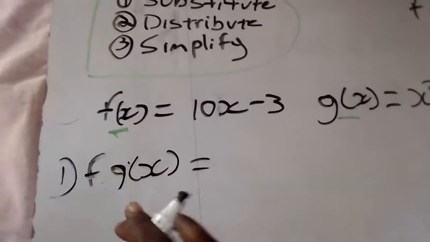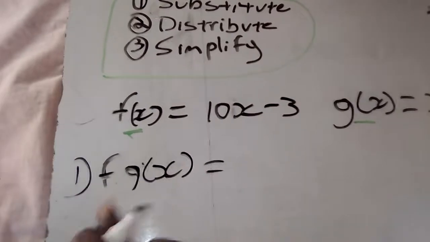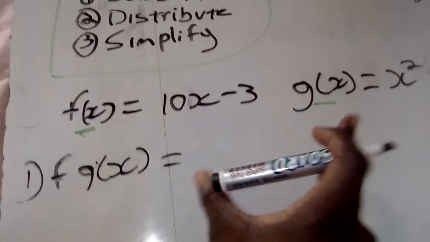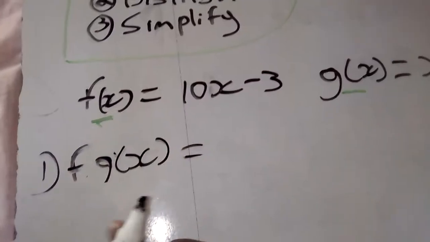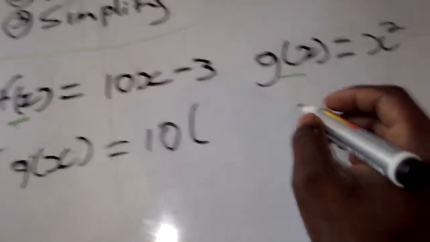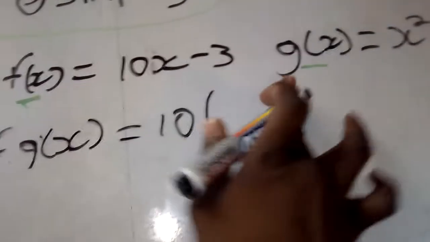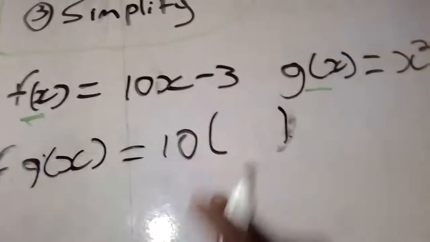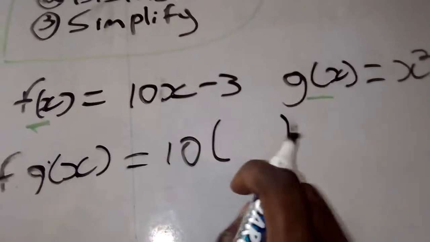Or we can think about it. If we put g of x into f, we need to write f first, right? And then leave this space to put g. So I write f. Now the function f was 10x, and anywhere the x is, I'm going to put a bracket. So it was 10x, but I'm not going to put x, I'm going to put the bracket.